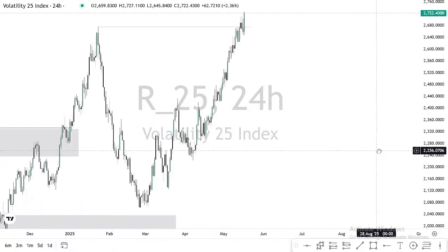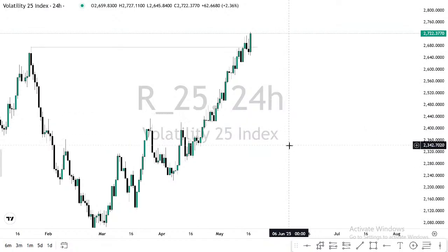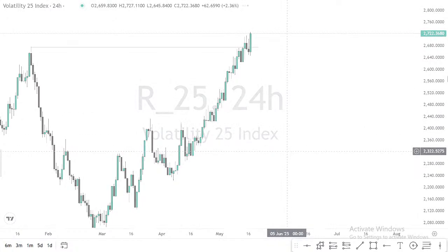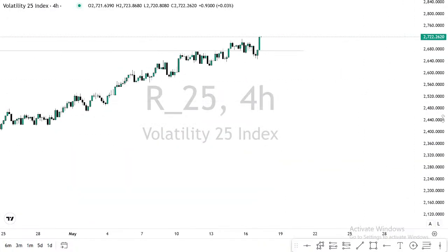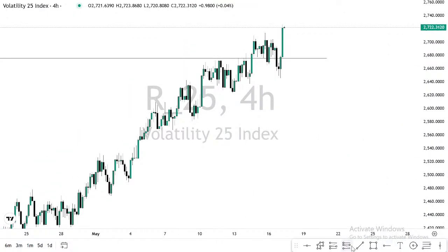right? So this is where I'm expecting, but before that, let's go to the 4 hours time frame and let's see what market is currently doing. So this is our last break of structure, which is our last range structure break.